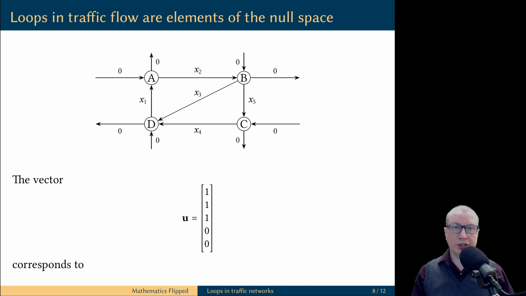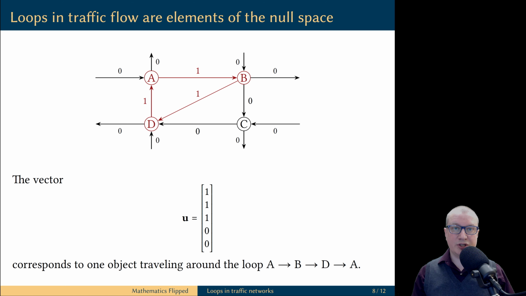Let's interpret what kind of traffic is represented by vector u, which is the first vector in the basis of the null space. In this vector, x1 is equal to 1, x2 is 1, x3 is 1, x4 is 0, and x5 is 0.